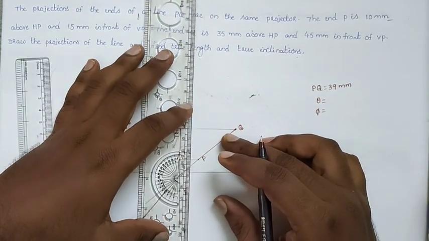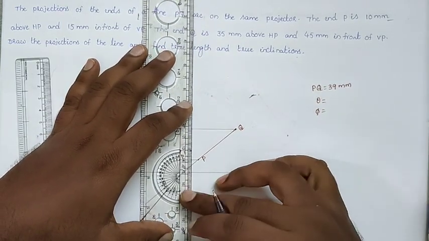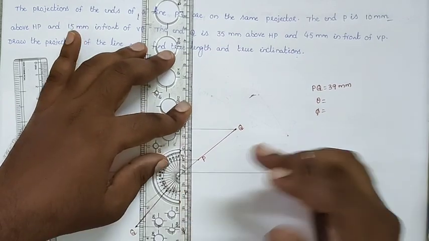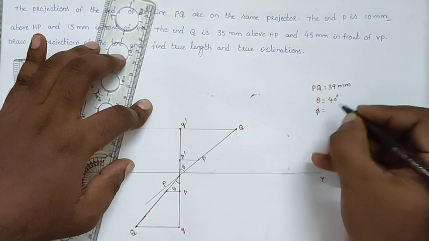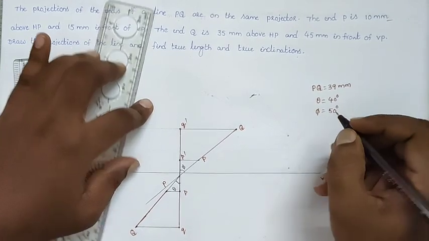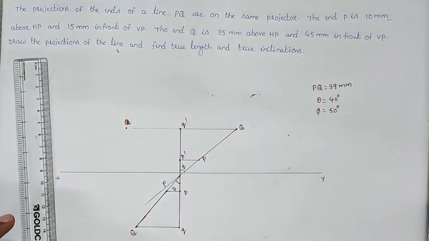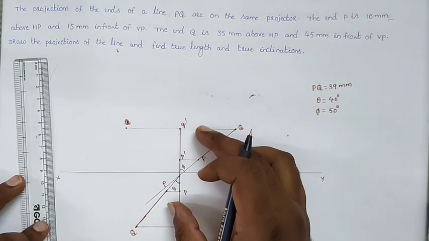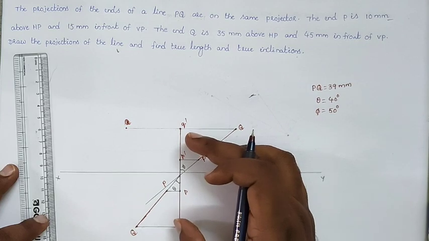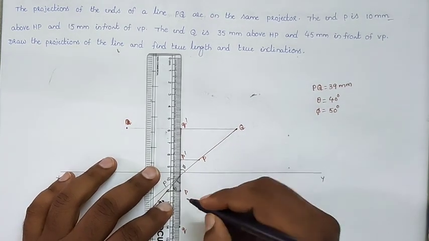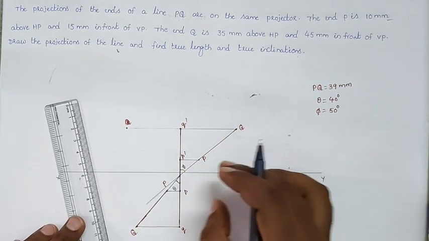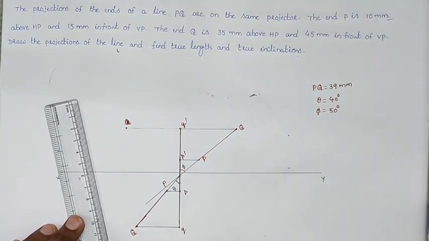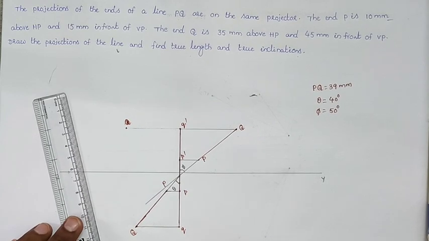So I am finding this angle from this intersecting point. So theta is equal to 40 degrees here and phi is equal to 50 degrees. So like that we will find out the problem. So this is the problem. Whenever the projectors are on the same projector line, we will draw the projections like that. So here the projector is also a thick line and the top view and the PQ line is also a thick line here. So like that we will draw the projections.